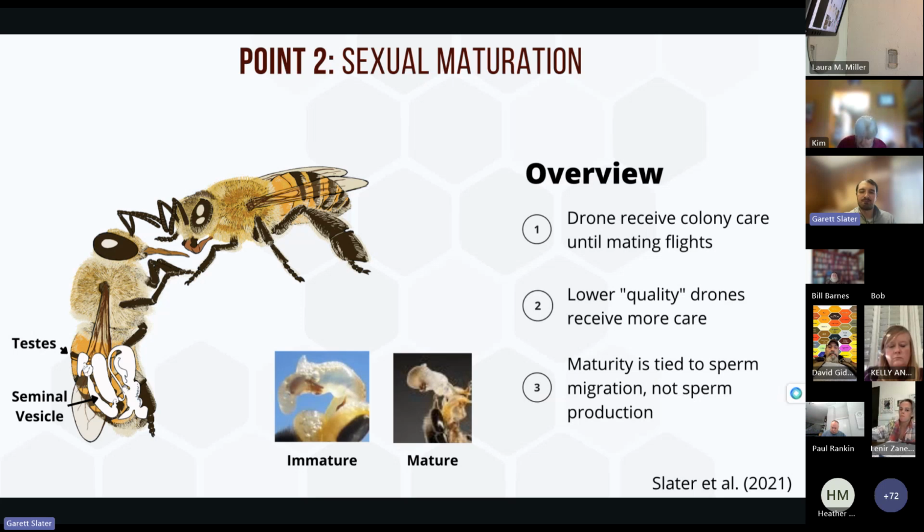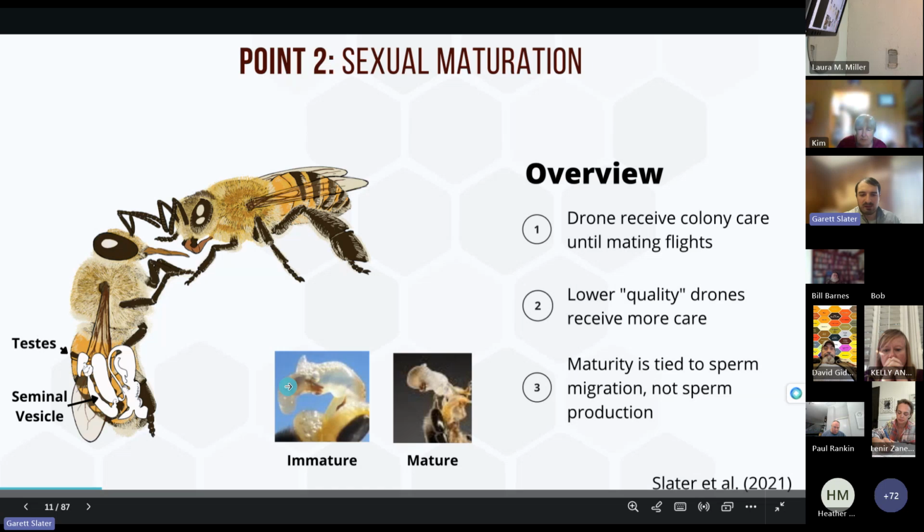Now, what is sexual maturity for a drone? It basically means the ability for that sperm to swim from the testes to this organ called the seminal vesicles, because once that sperm is in the seminal vesicles, it can be transferred and inseminated to the queen. So the workers are helping the drones reach sexual maturity and get that sperm into the seminal vesicles.